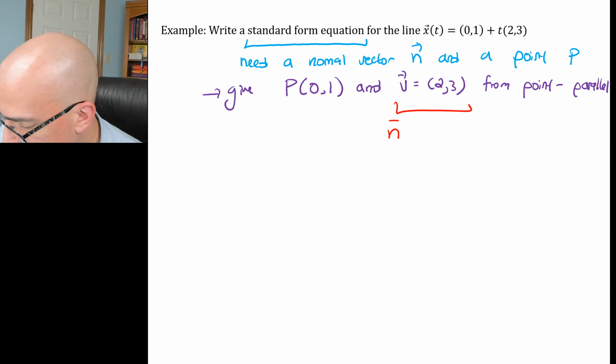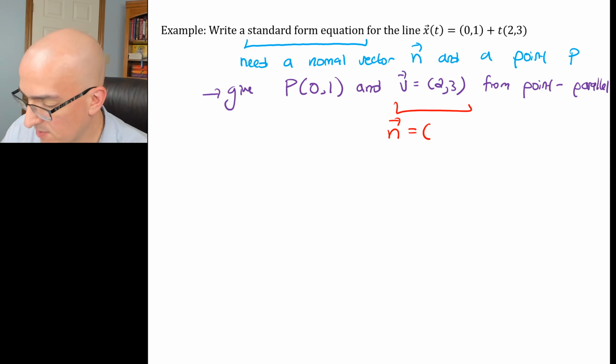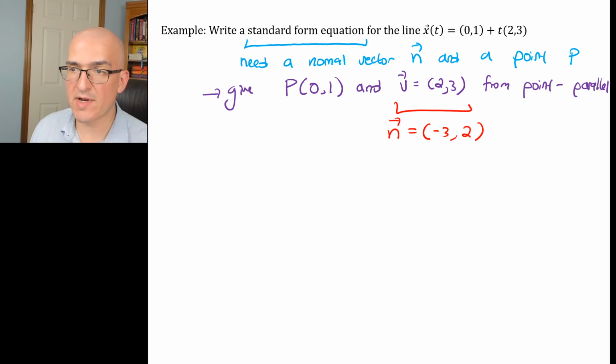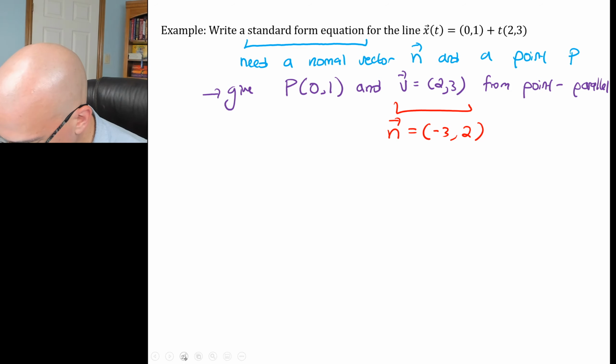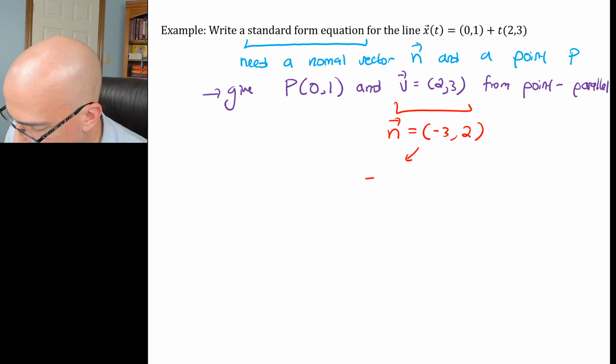N is equal to, so I'm going to swap the components, 3, 2, and put a negative sign in front of one of them. So negative 3, positive 2, or positive 3, negative 2, it doesn't matter. Now I have what I need. So this says that we'll have negative 3x plus 2y equals c.